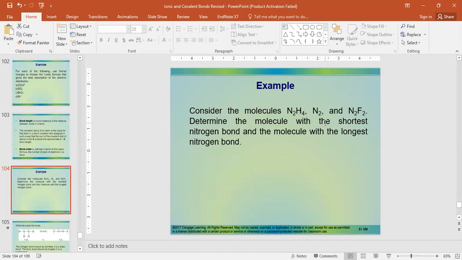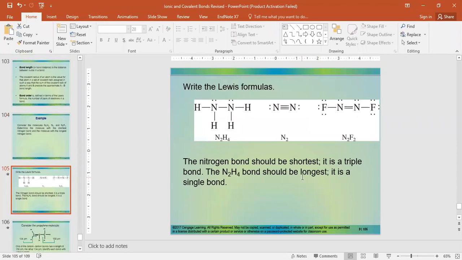When you look at these specific molecules here, we can compare the bond length. What we know is that the more the number of bonds, the shorter the bond. If it is a double bond, it's going to be shorter. If it is a triple bond, it's going to be even shorter. And that one is illustrated here.